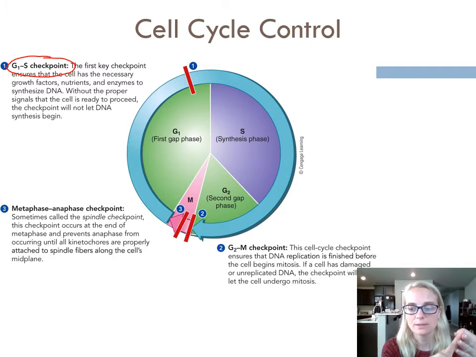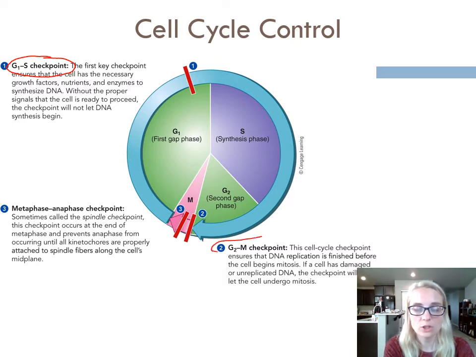Here comes my cat. And if it doesn't, that checkpoint will not be okay to go. It'll stay in the G1 phase until the requirements are met before it can go into the S phase. So this is the G1S checkpoint.